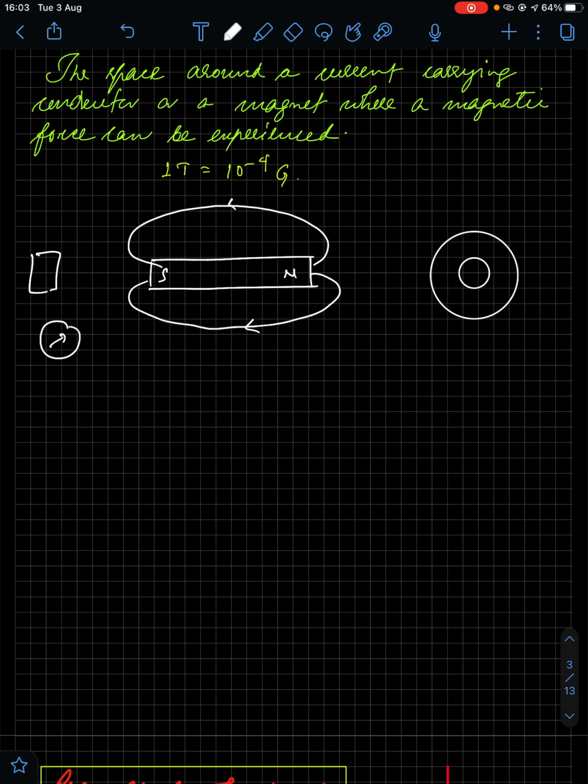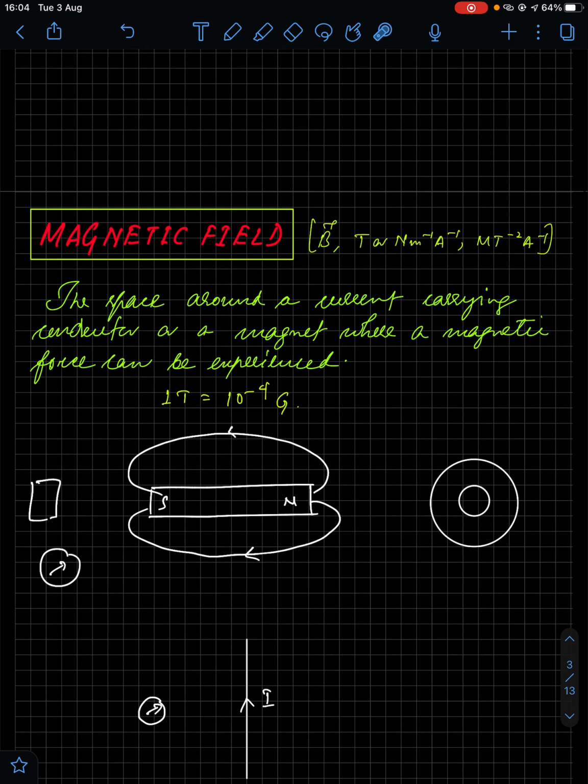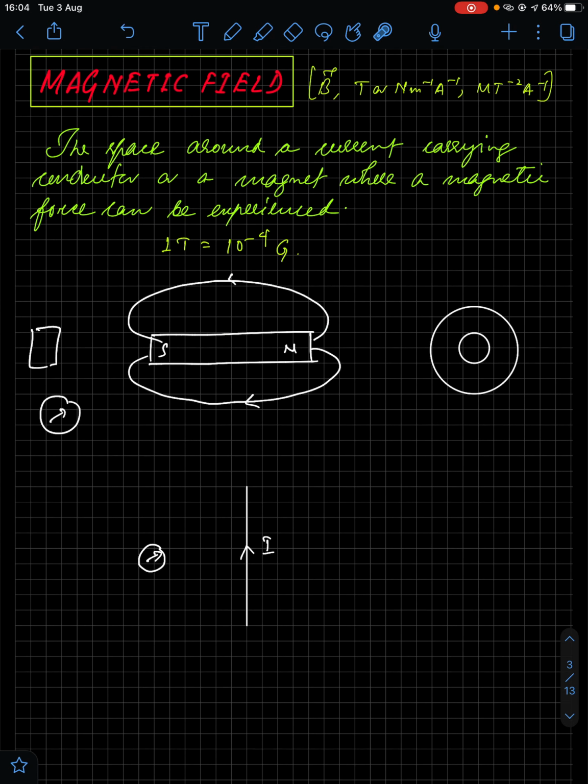Now the same effect can also be observed by using a current carrying conductor. You have a wire and it is carrying a current I. In that case also, if you place this compass near it, you will see that the compass is showing deflection. When you turn off the current, you will see that it shows the natural magnetic north south of the earth. So we have this Oersted's experiment, we'll see it ahead.